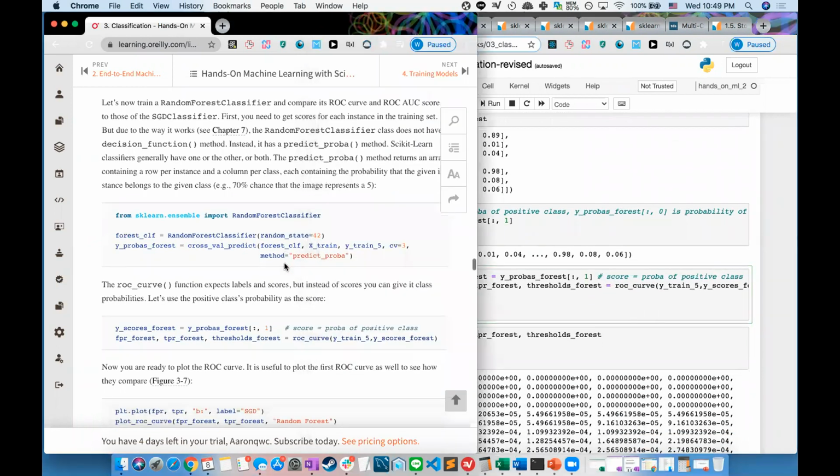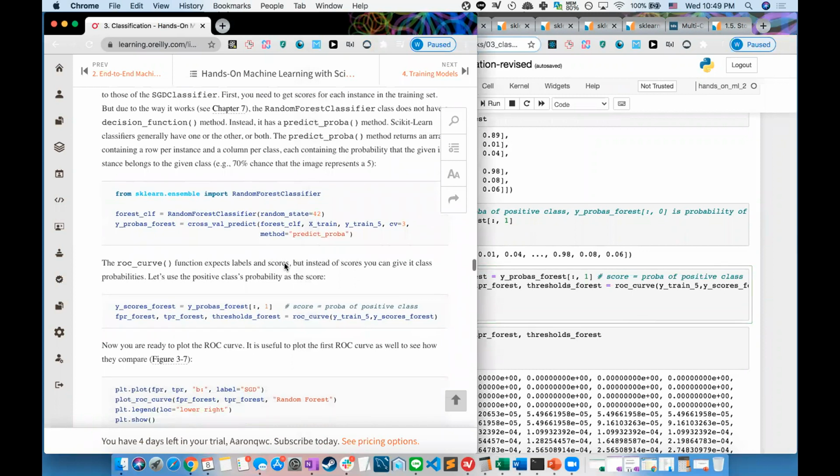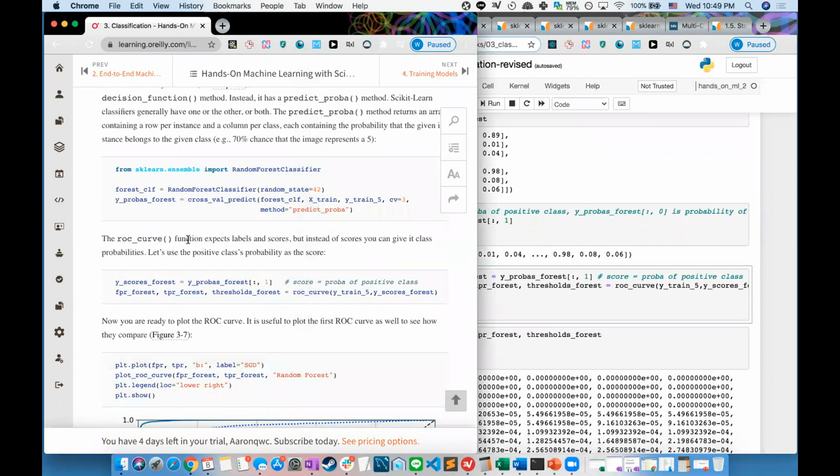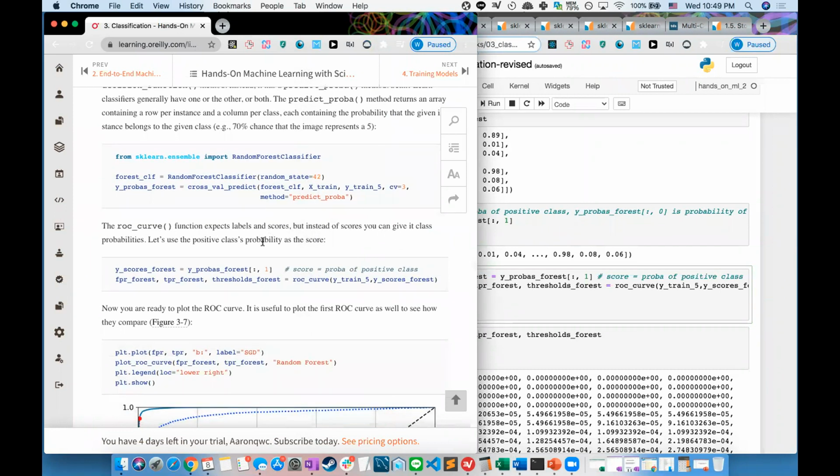Cool. So the ROC curve function expects labels and scores, but instead of scores, you can give it class probabilities. Let's use the positive class's probability as the score, and that's what it is. The index 1 column is the probability of positive classes. Index 0 column is the probability of negative classes.